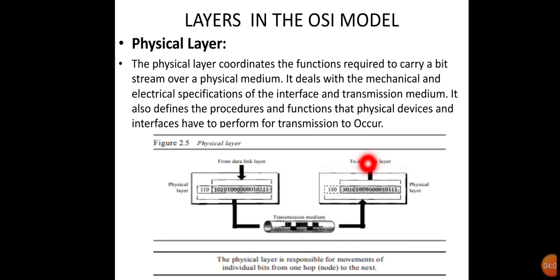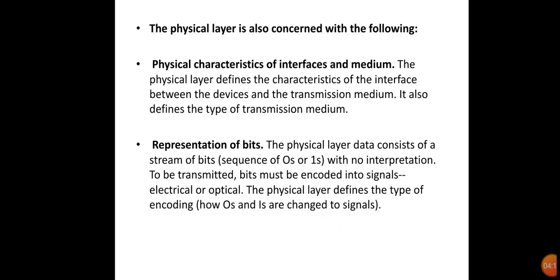This is the typical diagram of a physical layer. At the physical layer, there is a stream of bits which is carried over a transmission medium from the physical layer to the data link layer. The physical layer is concerned with the following. First one is physical characteristics of interfaces and medium. The physical layer defines the characteristics of the interface between the devices and the transmission medium. It also defines the type of transmission used for communication.